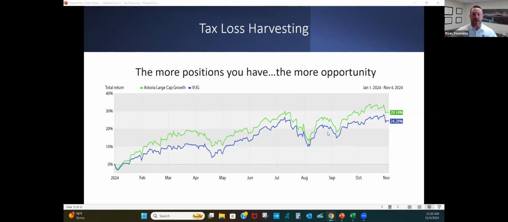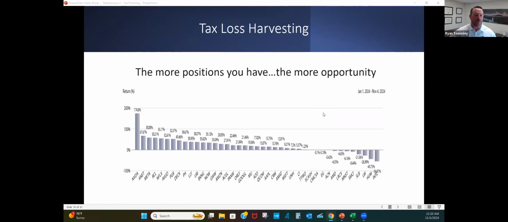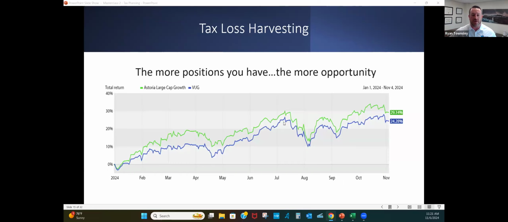Now, obviously, you have to have an account size that supports this. You have to have a client that's comfortable with this. So there are caveats, but if you look at the opportunity here, if you only had the VUG in there representing your growth, the only thing you can tax loss harvest is growth against value or growth against bonds, at a very high level, which is fine. That's great. But the more positions you have, you're going to get relatively similar performance as long as you're going for an index style and you're not trying to beat it.